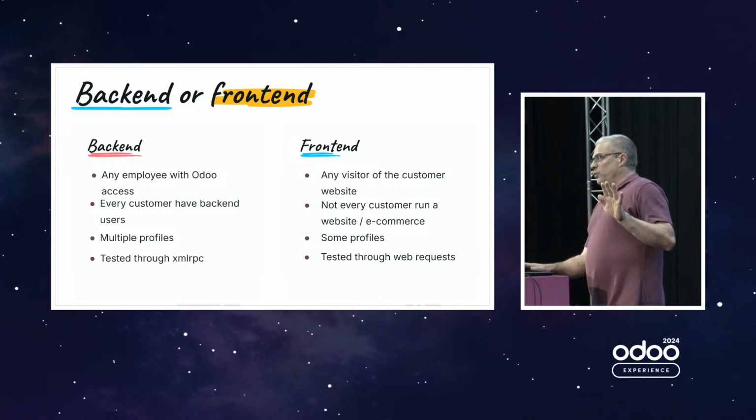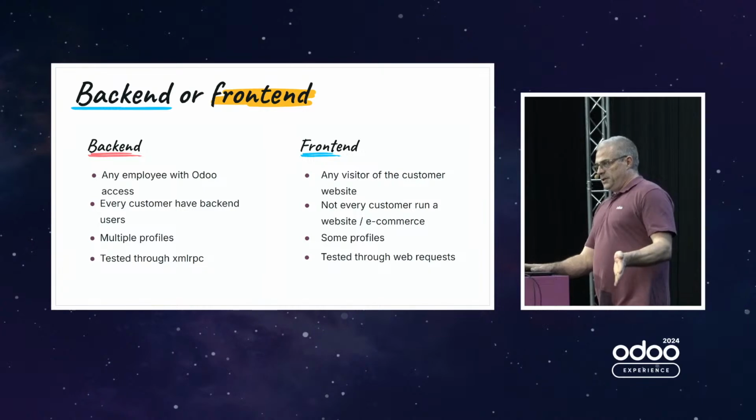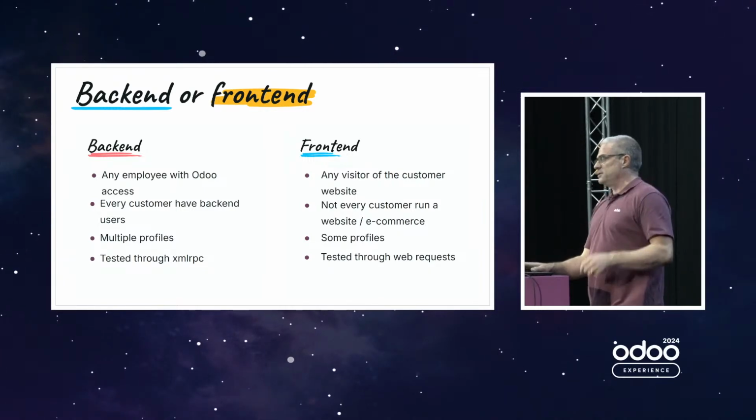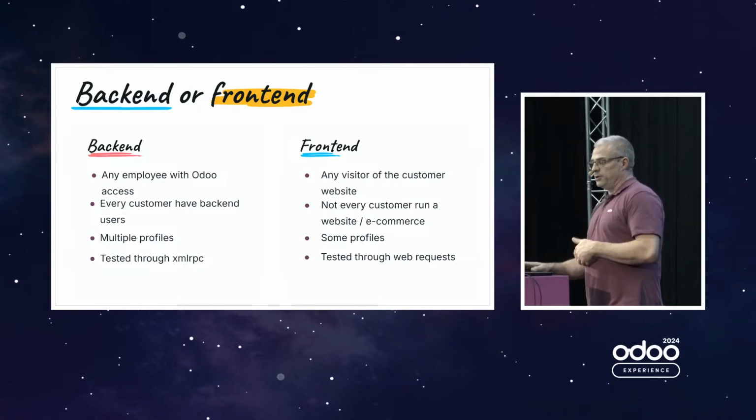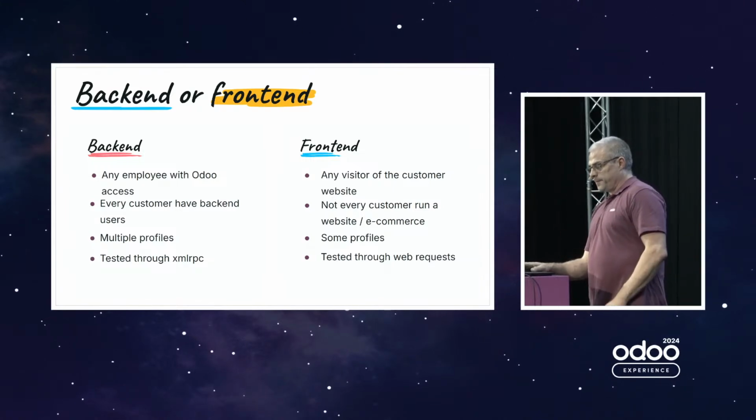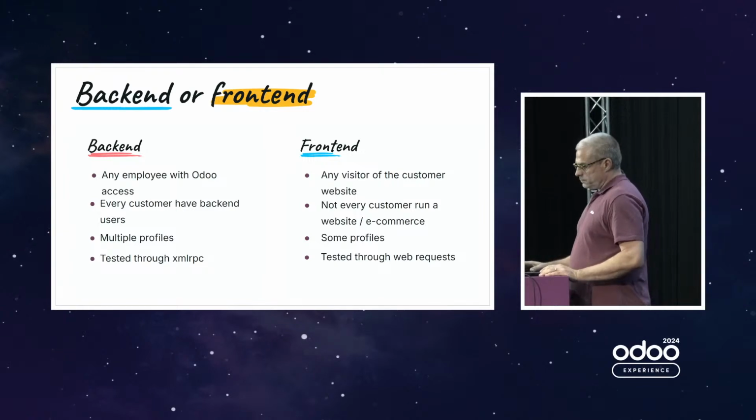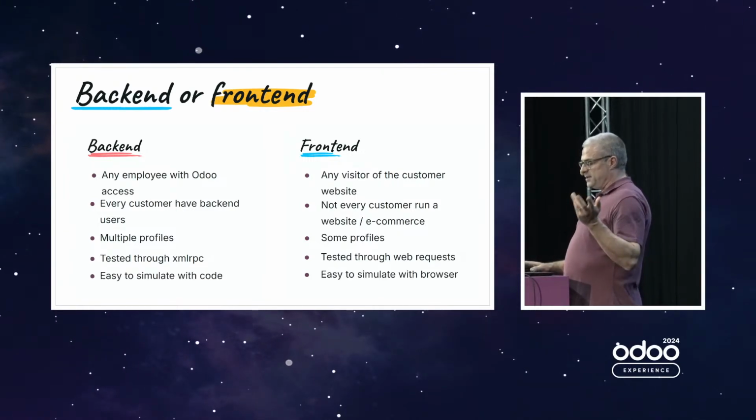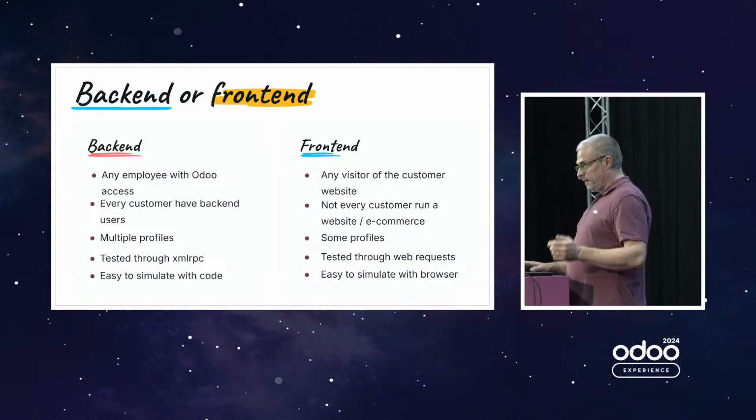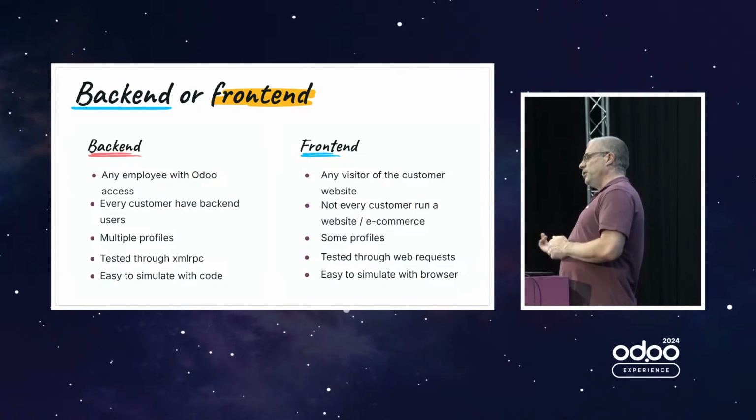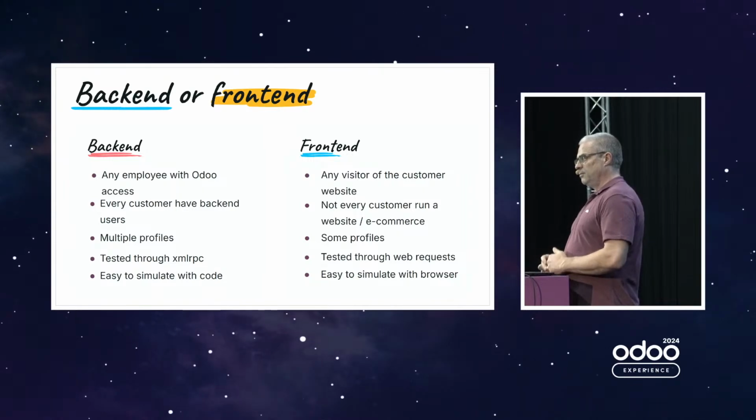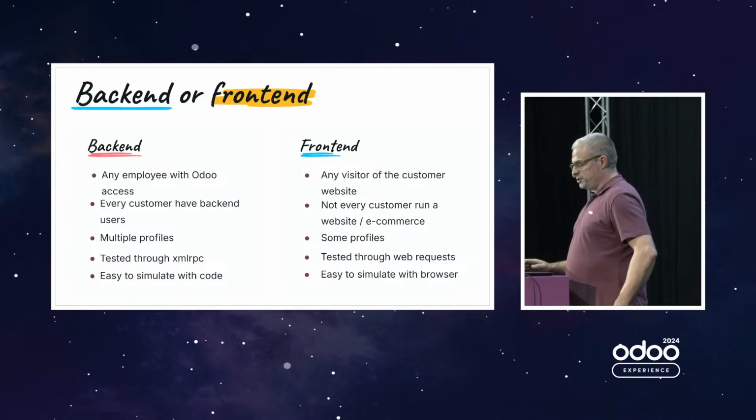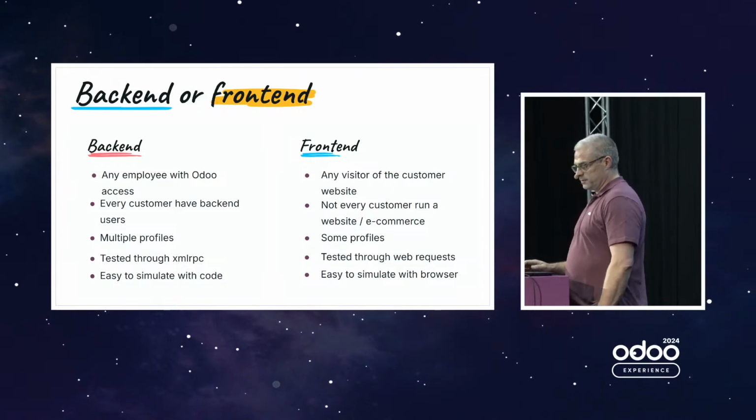For the back end, we have an API called XML-RPC. For the front end, you just have to issue a web request. You issue a web request, we are simulating a web browser. The first one, the back end, is easy to simulate with code. The front end is easy to simulate with a browser. But we will have to pick all of that and push that in one piece of code.